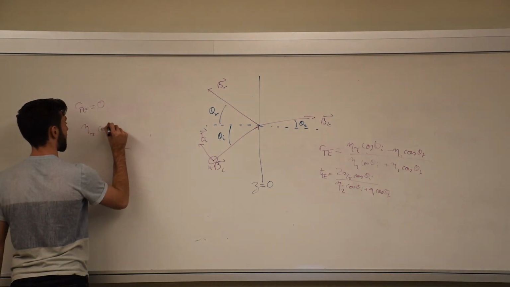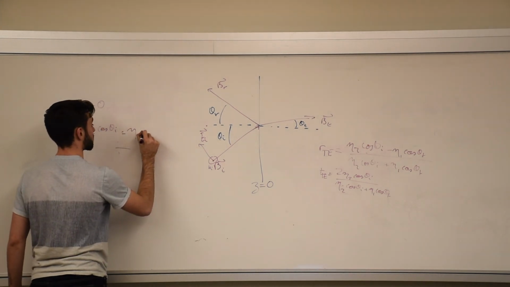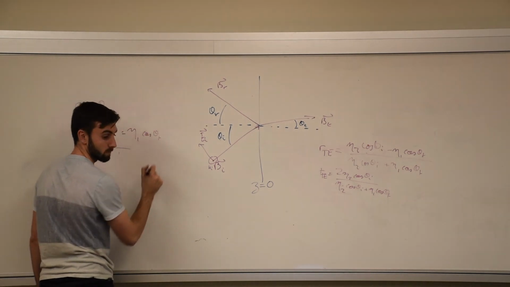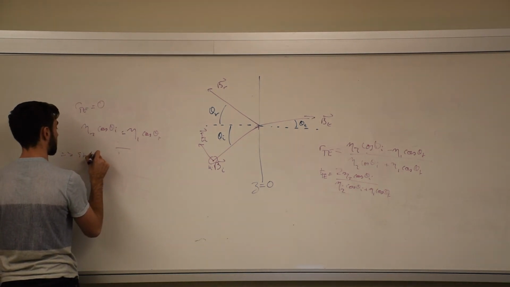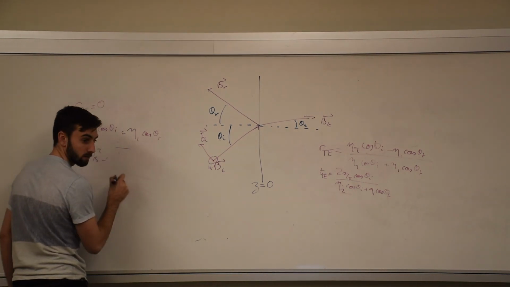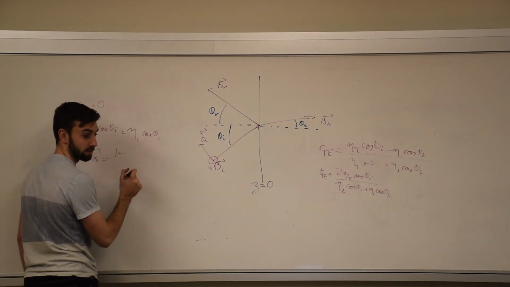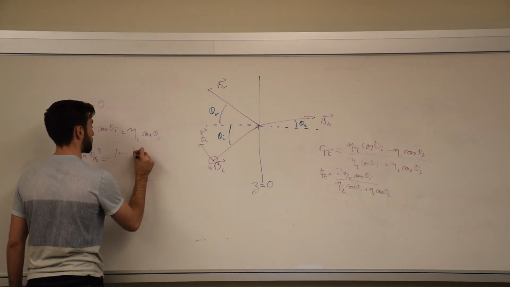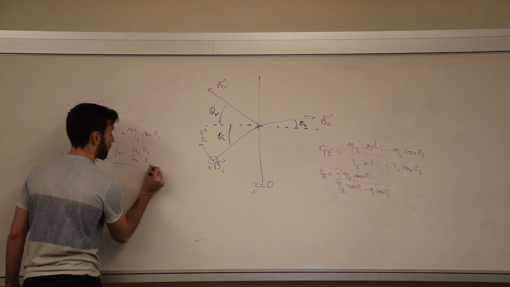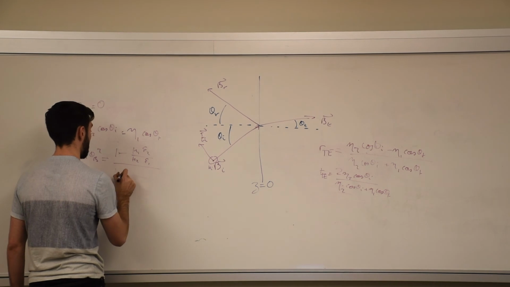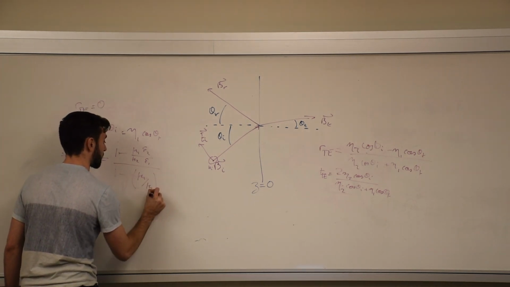Eta 2 cos theta I equals eta 1 cos theta T. Therefore, we arrive at sine squared theta B equals 1 minus mu 1 epsilon 2 over mu 2 epsilon 1, all over 1 minus mu 1 over mu 2 squared.